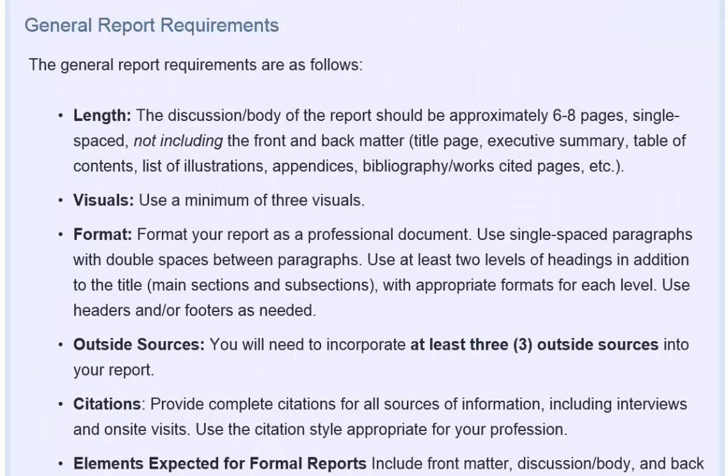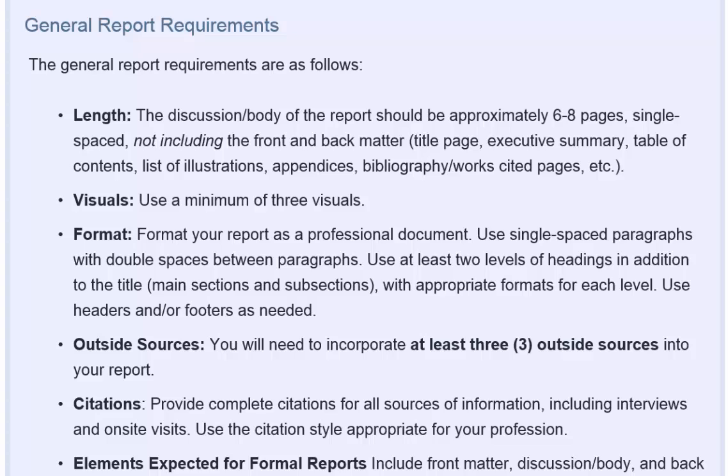You will be researching two potential solutions to this problem and ultimately recommending one solution over the other in this report. As I said, this report is very lengthy and work intensive. It is going to be 6 to 8 pages in length, single spaced, and that does not include the front and back matter. What I mean by that is that the table of contents, the cover page, the references page, all of that stuff is not included in that length requirement. 6 to 8 pages of actual content.